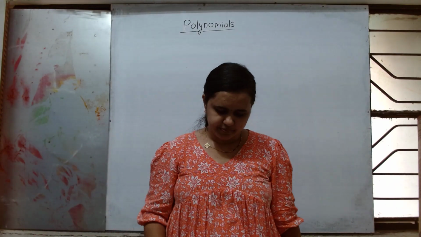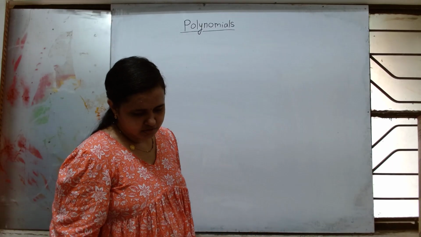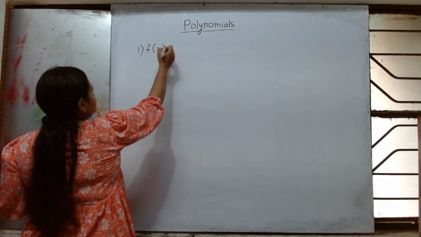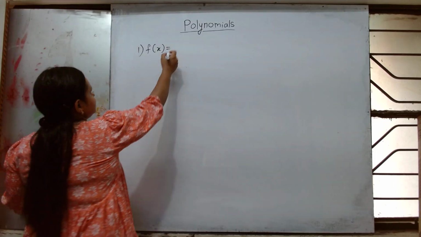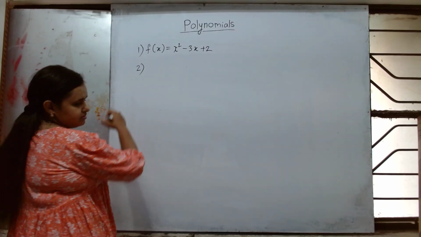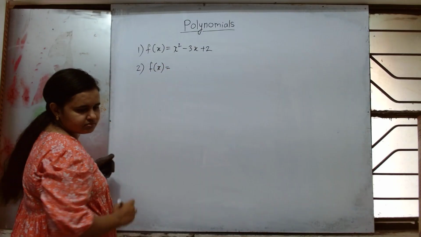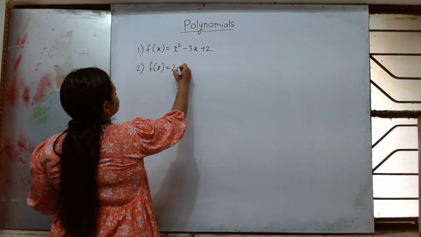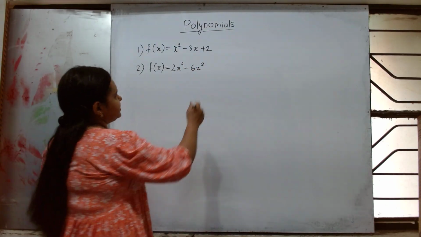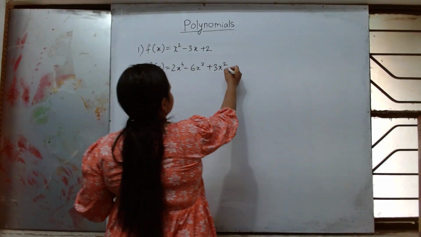Now matrix match type. Polynomials are given and their factors are given. So we will write here polynomials. F of x is equals to x square minus 3x plus 2. Second one is f of x equals to 2x to the power 4 minus 6x cube plus 3x square plus 3x minus 2.